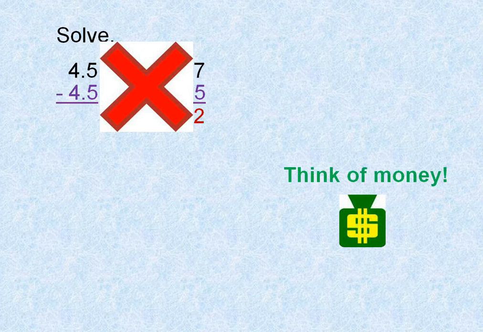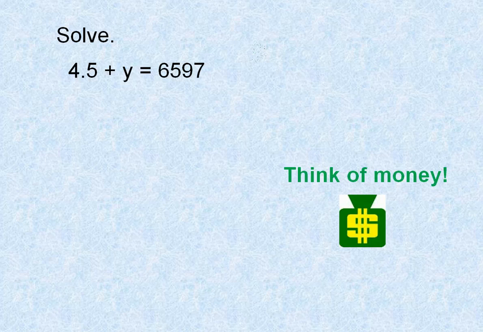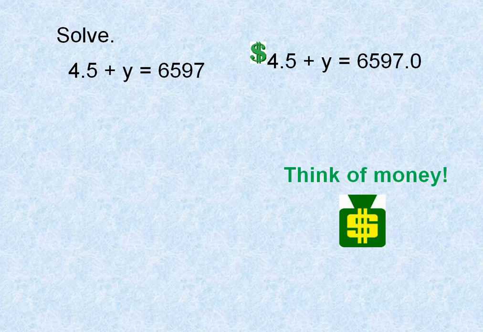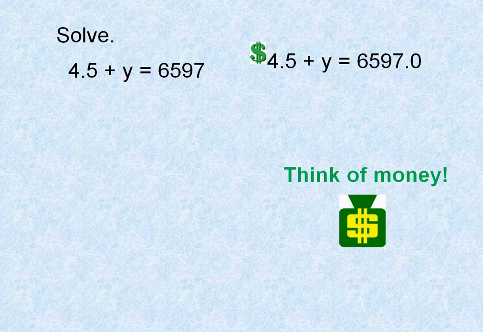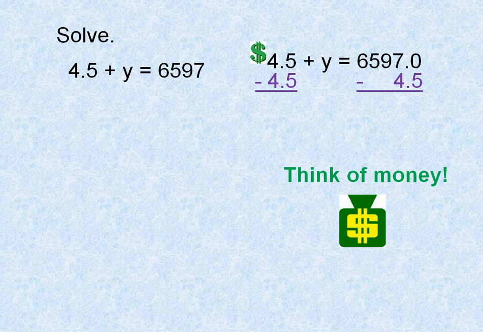Remember, we need to think of money. Think of this as $4.50 plus y equals $6,597. So when you subtract 4 5/10 from both sides, or $4.50, you line up the decimal point. Oh, and again, 6,597 was a whole number. We needed to put the decimal point, so remember, it's after the whole number. So when you subtract 4.5 from both sides, you line up the decimal points.